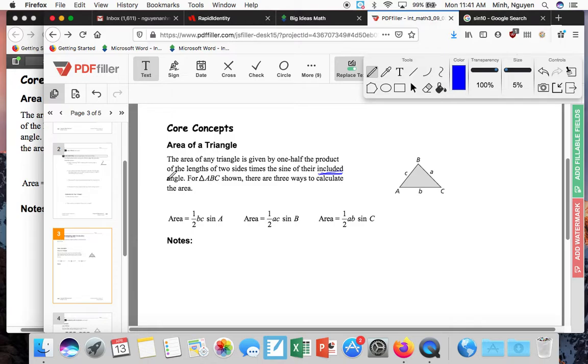So let's look. When it says included, it's referring to an angle. Area equals 1/2 bc, and you'll notice that they're lowercase, so it's referring to the side lengths, times sine of A, which is in this corner, so it's referring to an angle. So 1/2 side length b times side length c times sine of A. So what does included mean in this context? We have b, we have c, we have angle A.